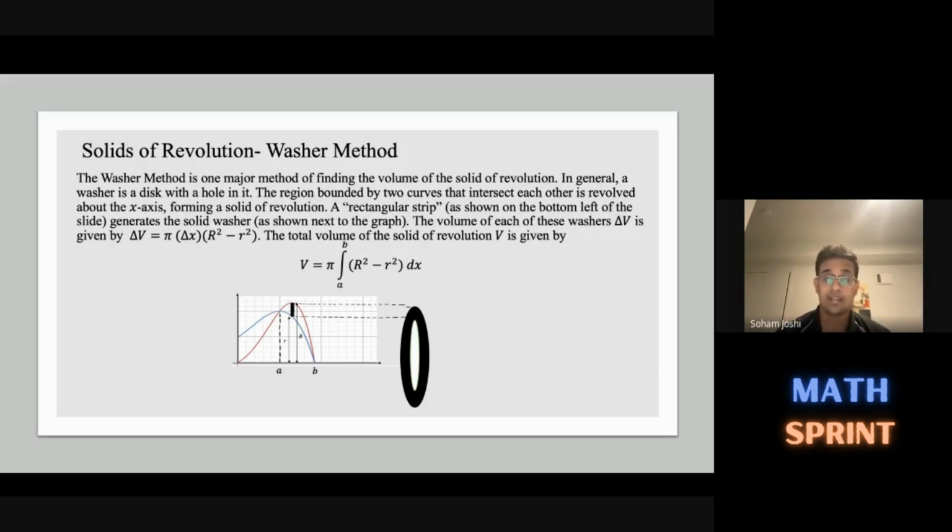Now, suppose you have many of these rectangular strips that get rotated about the x-axis. You have to add or sum up the volumes of all of these thin washers. Therefore, the total volume of the solid of revolution V is given by pi times the definite integral of uppercase R squared minus lowercase r squared with respect to x, with an upper limit of b and a lower limit of a.